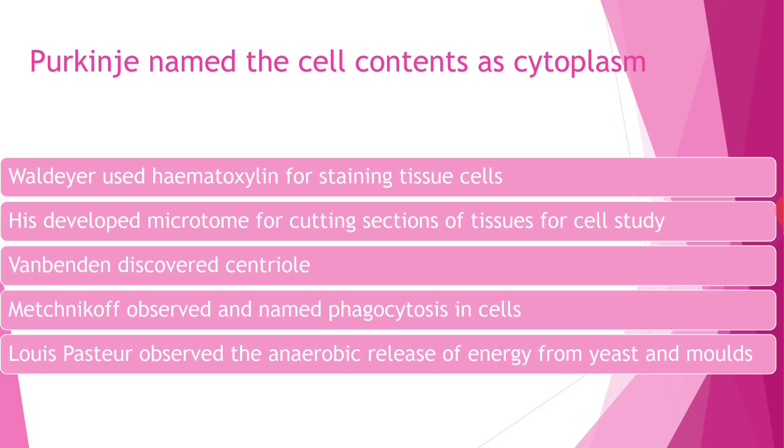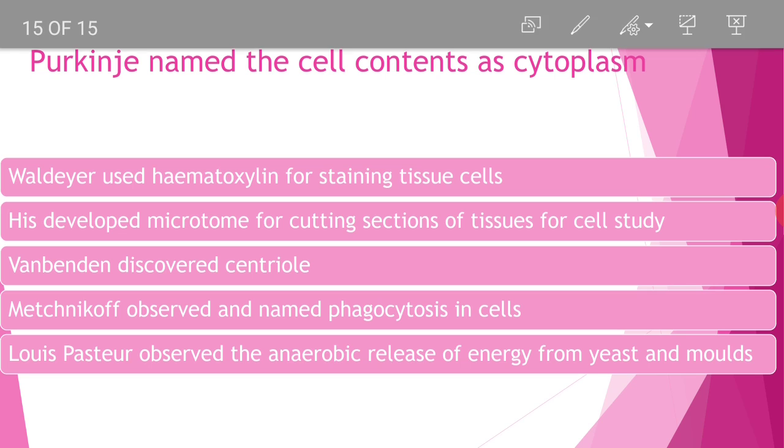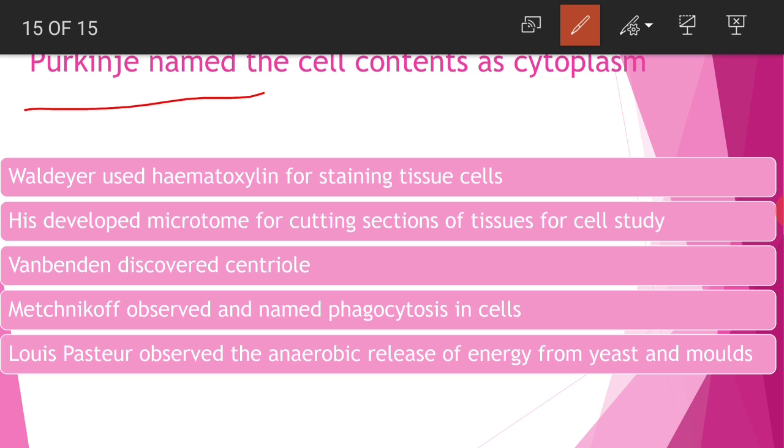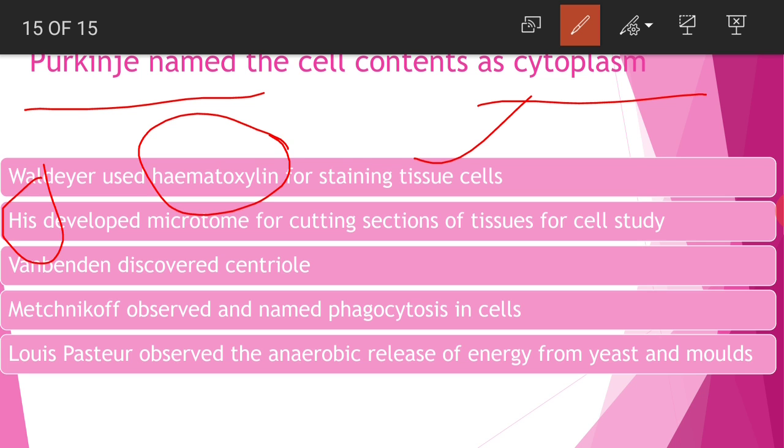Purkinje named the cell contents as cytoplasm. Purkinje is the scientist who coined the term cytoplasm. Waldeyer used hematoxylin for staining the tissue cells. That means this technique of staining the cell was also developed by Waldeyer, who used hematoxylin for staining the tissue cells.